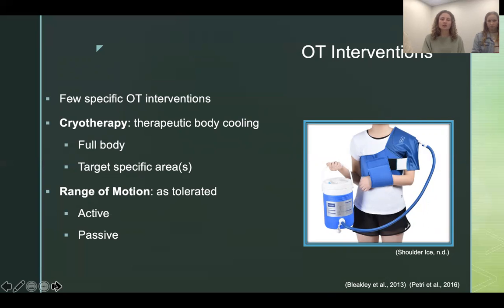And then one is also just to target specific areas, such as the photo shown below is targeting the AC joint with the cooling system where you put ice in the little container and then it makes compressions and it runs the water through the tube and directly onto the joint. And then occupational therapists can also use range of motion as tolerated by the patient. They can use active or passive depending on the severity or the progression of the injury.